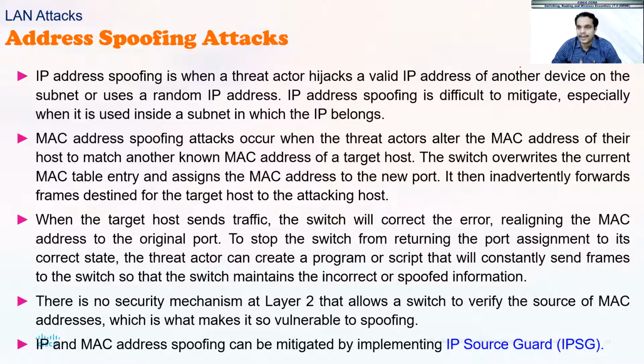To stop the switch from returning the port assignments to their correct state, the threat actor can create a program or script that continuously sends frames to the switch so that it maintains the incorrect or spoofed information. The problem is there is no security mechanism at layer 2 which allows a switch to verify the source of the MAC address, whether it is genuine or spoofed by somebody else. So the switch is very much vulnerable to spoofing. IP and MAC address spoofing can be mitigated by implementing a technique called IP Source Guard, IPSG.